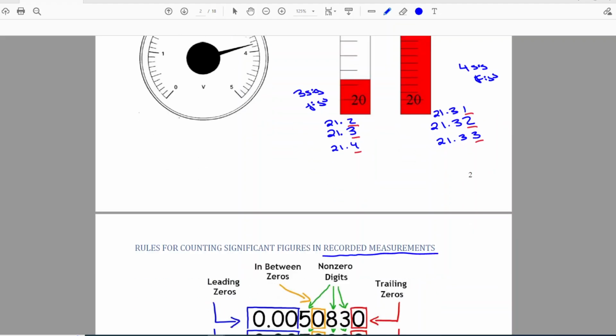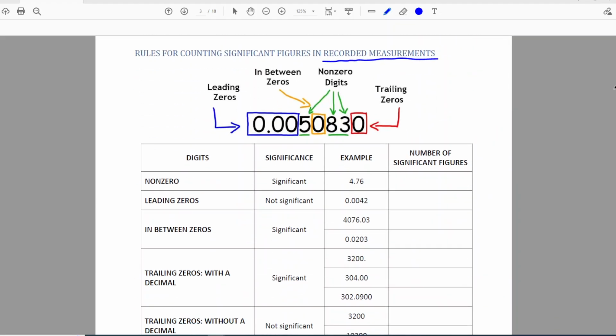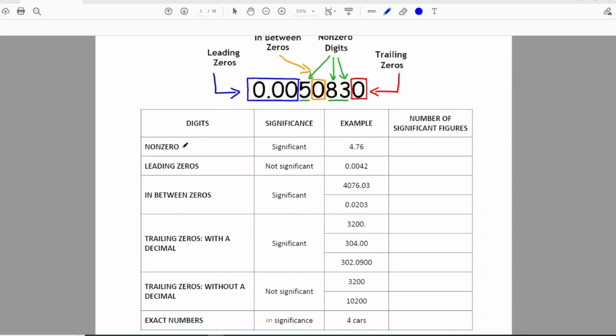What's significant? Whereas now, you're given data that's been recorded from a measurement, and you have to know how much significance that number is carrying. So there's a number of rules. I've tried to break it down into this table to help you understand where to go. We're going to go through leading zeros, which are zeros in front, in between zeros, which I call captured zeros, they're between numbers, non-zero digits, and then trailing zeros.